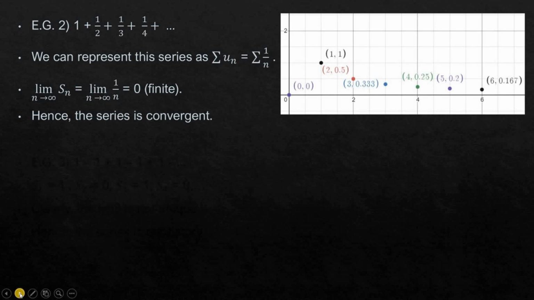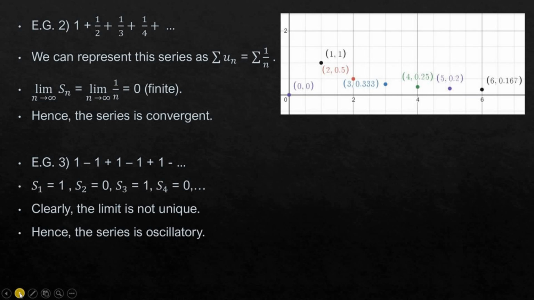Here is your next example. Try it and pause the video here. So you can see that this is an alternating series. An alternating series is a series where you have alternating positive and negative signs. You can see here the first term is +1, the second term is -1, the third term is again +1, the fourth term is again -1, and this pattern continues.